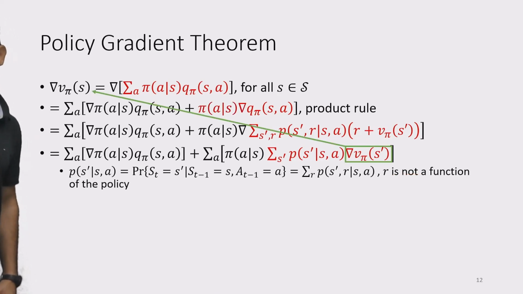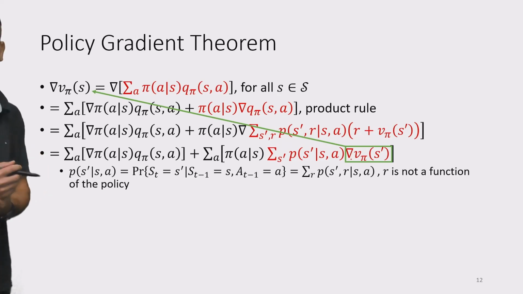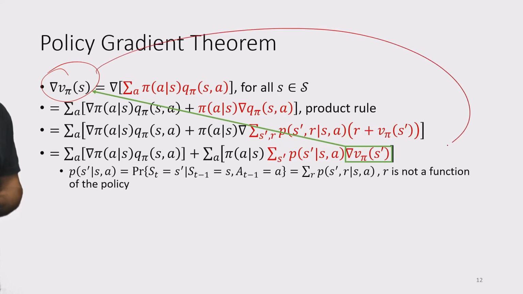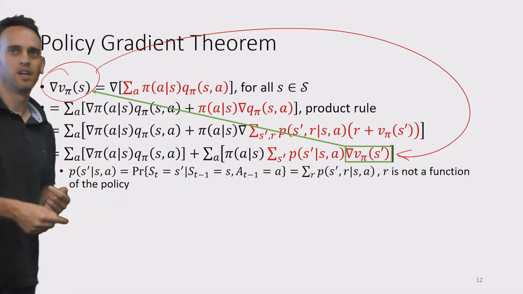And now we have something interesting here, where we reach back, we have some kind of a recursion, a recursive form of the definition of the gradient of V, the state value, in some state S, that is dependent on the gradient of the state value in the next state.